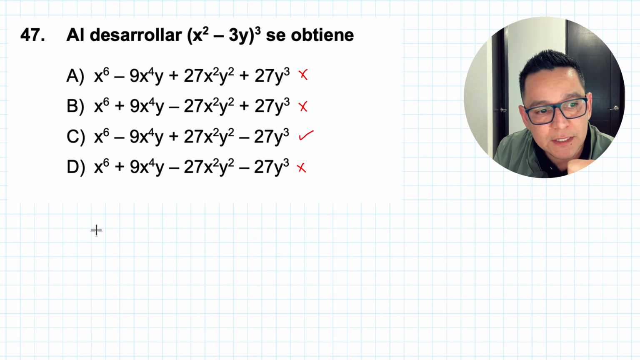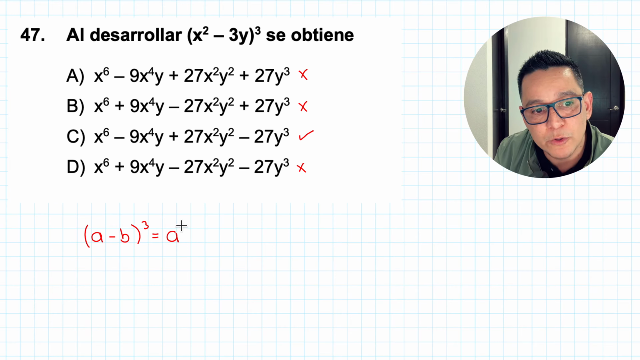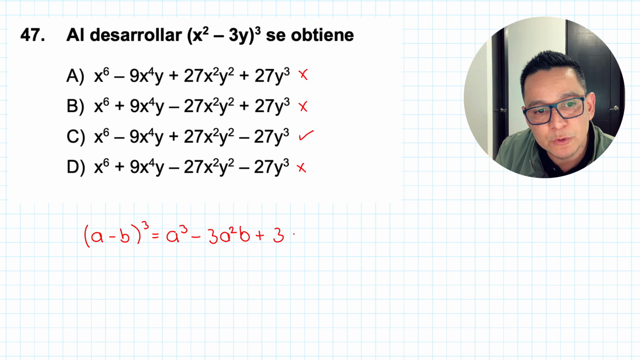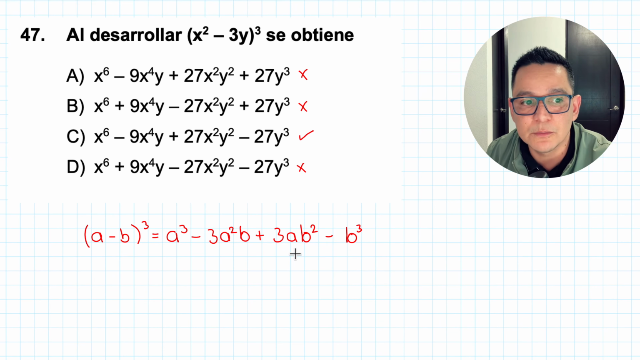Look, here. We have to remember that when we have a binomial cubed with a negative, the expansion should look like this. Let's write the first term cubed, then minus 3 times the product of the square of the first term by the second, then plus 3 times the product of the first term by the square of the second, and then minus the cube of the second term. Okay, that's for when we have a binomial cubed.